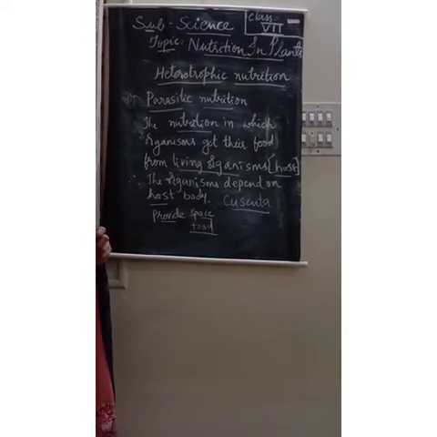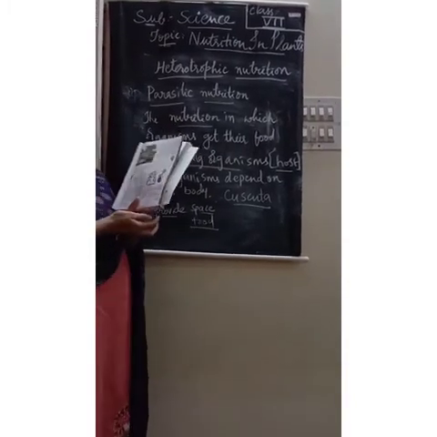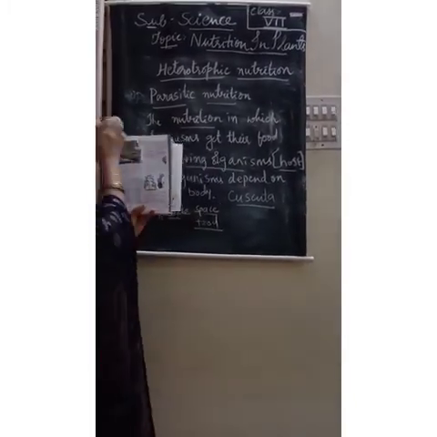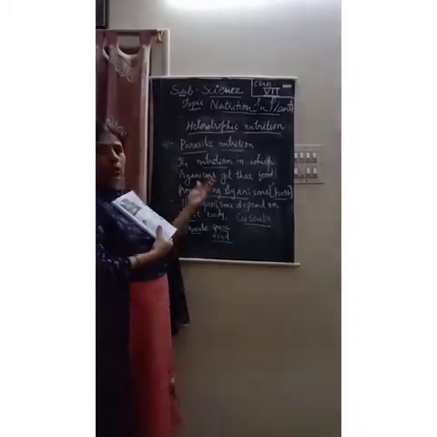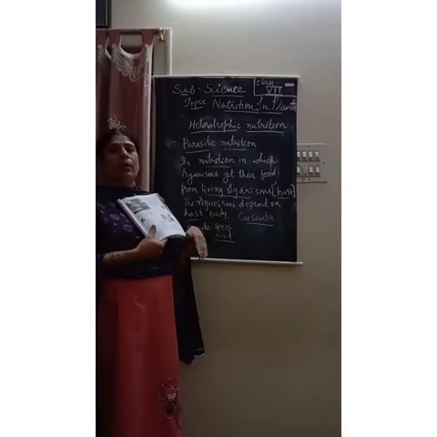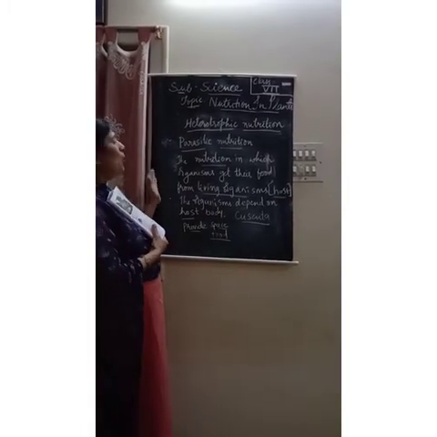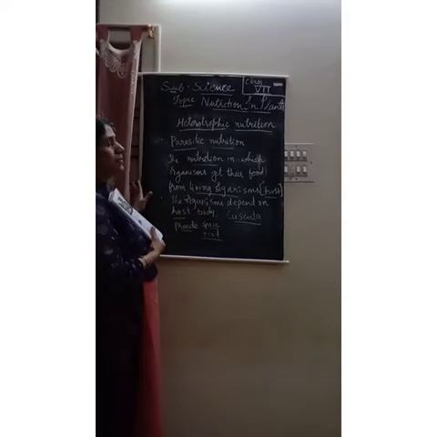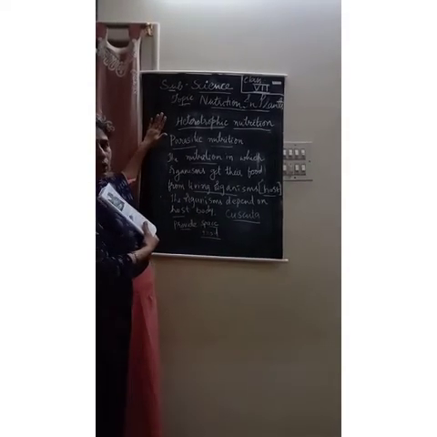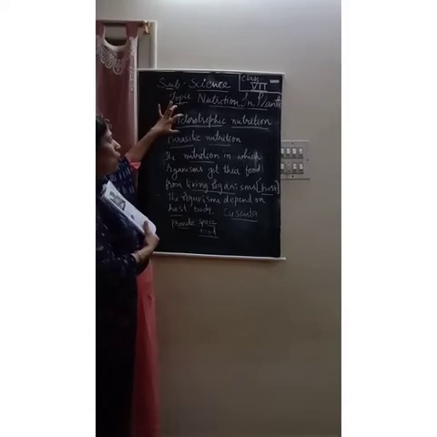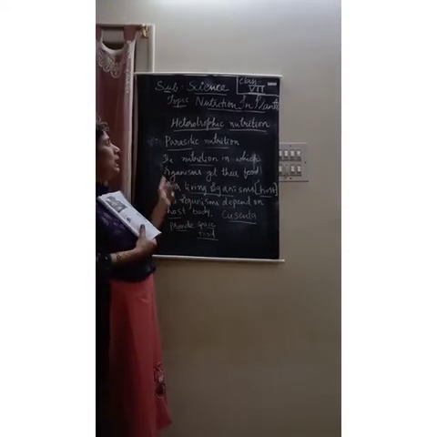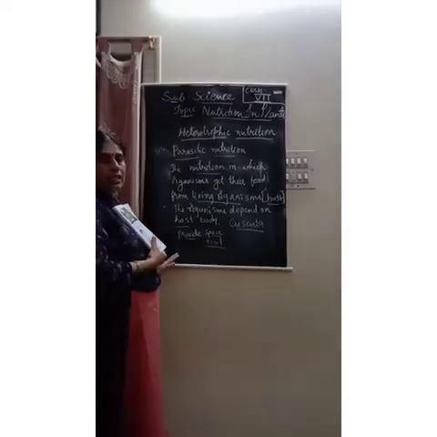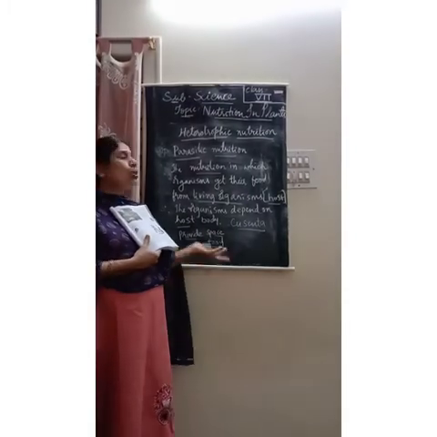In your textbook they have given the examples Amarbel and Cuscuta. Which examples belong to parasites, children? Cuscuta and Amarbel. These are the examples for parasitic nutrition. Even though they don't have chlorophyll, they are able to get their nutrition from the host body. Such organisms are called heterotrophic. Heterotrophic means they don't have chlorophyll. Even though they don't have chlorophyll, they get their food from the host body, children. If they have chlorophyll, no doubt they belong to autotrophs.